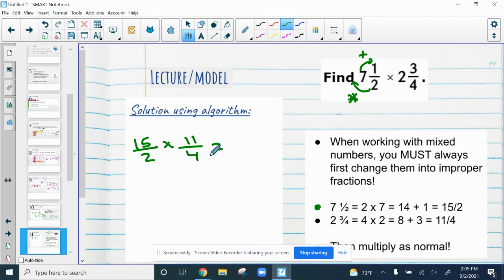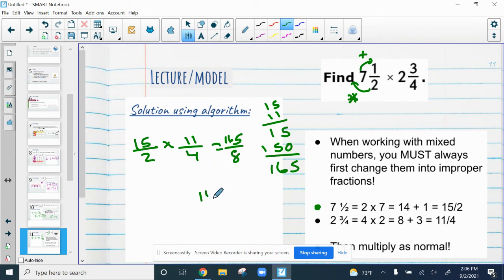All right, now we need to do some multiplying. First, our tops, 15 times 11. Our top is 165 over 8.